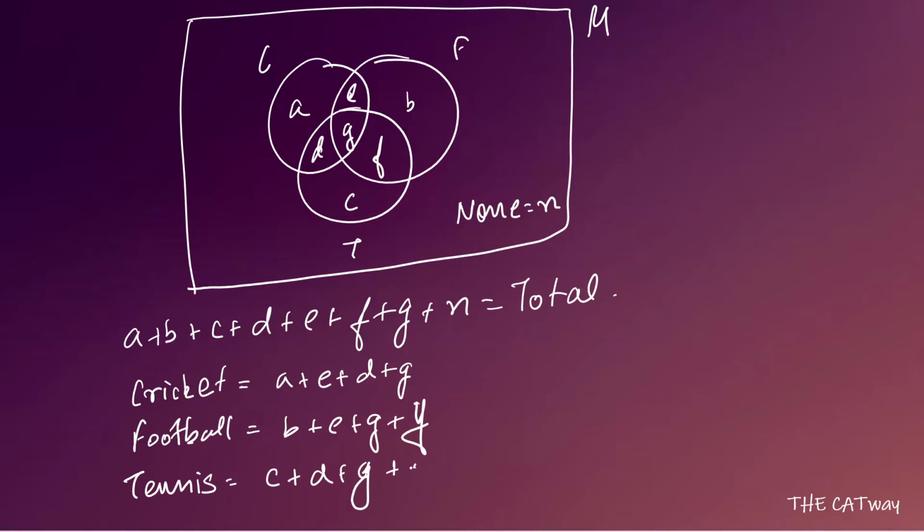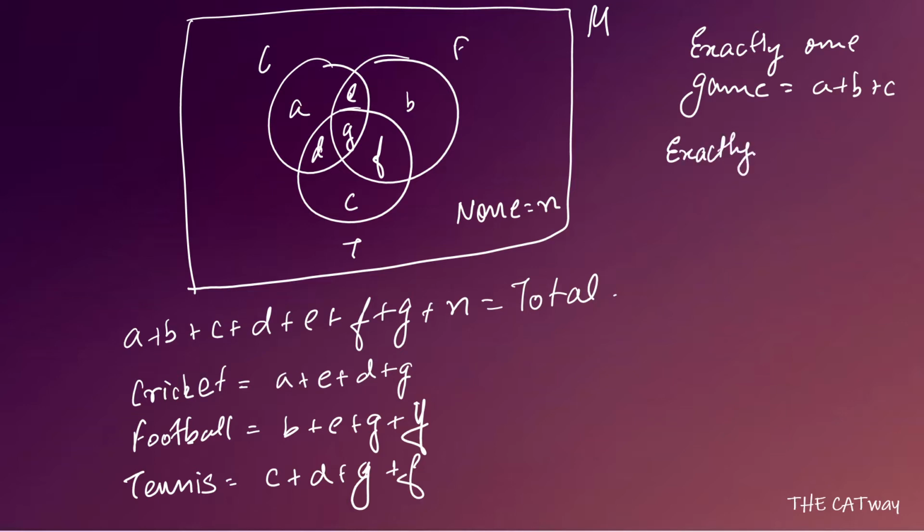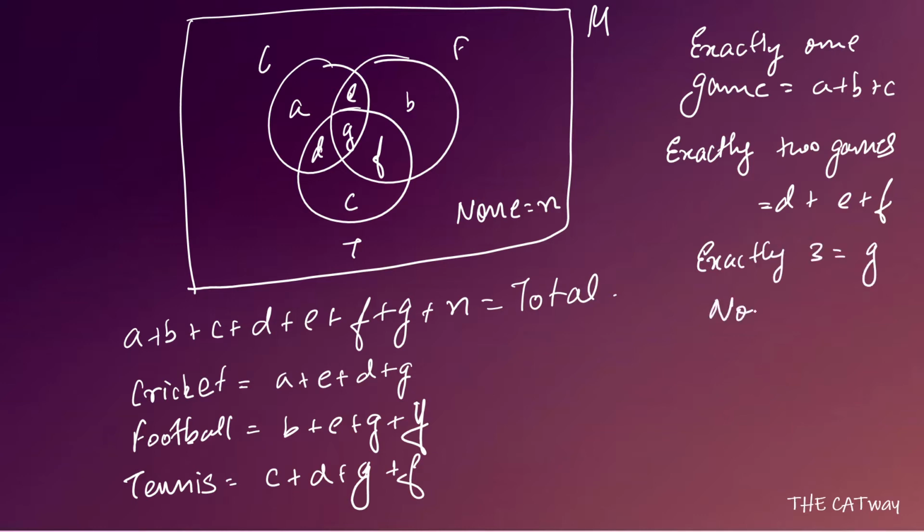Now let's write it here: exactly one game, we will be adding a plus b plus c. When we talk about exactly two games, we add d plus e plus f. When we talk about exactly three games, we take g. When we talk about none of these, we take n.